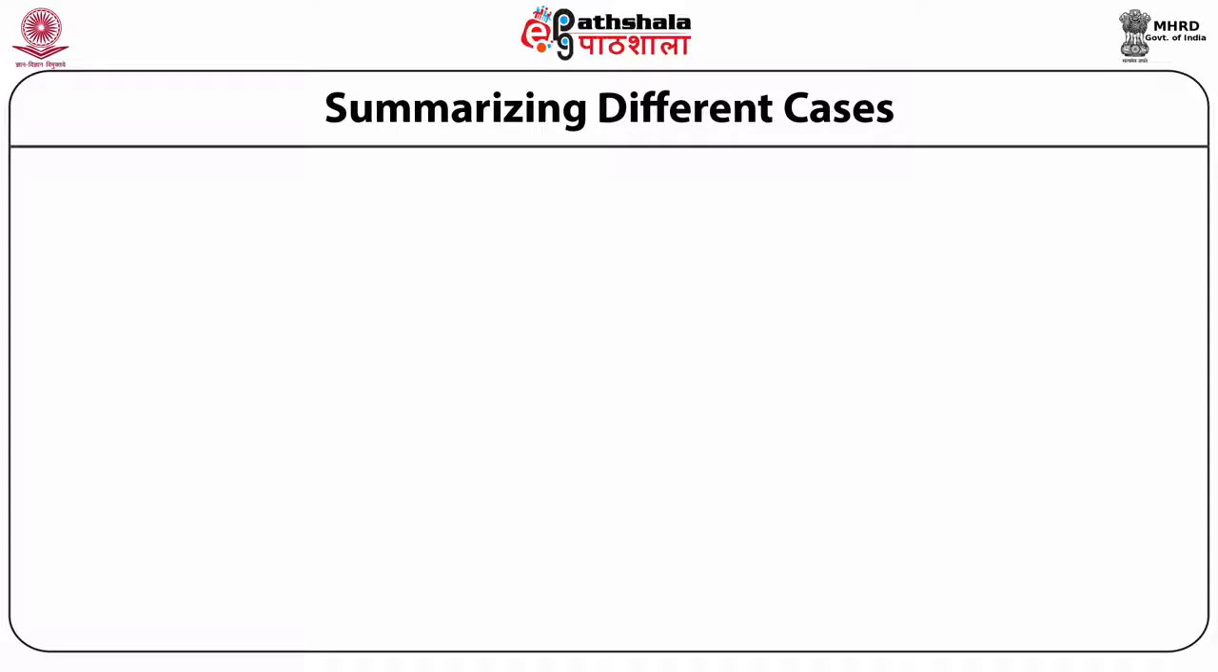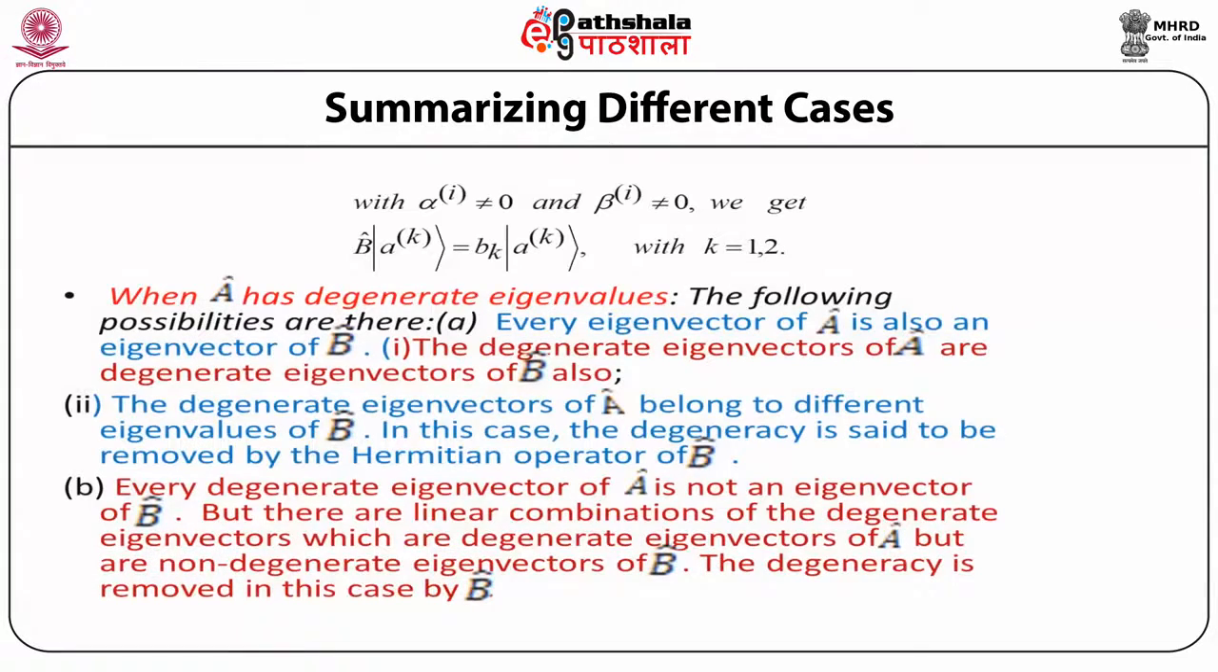Summarizing different cases. Now, with alpha i not equal to 0 and beta i not equal to 0, as we have seen previously, we get operator b acting on ket vector Ak is equal to bk times ket vector Ak, with k equal to 1, 2. When operator a has degenerate eigenvalues, then we see that there are the following possibilities. And these possibilities are: a. Every eigenvector of operator a is also an eigenvector of operator b.